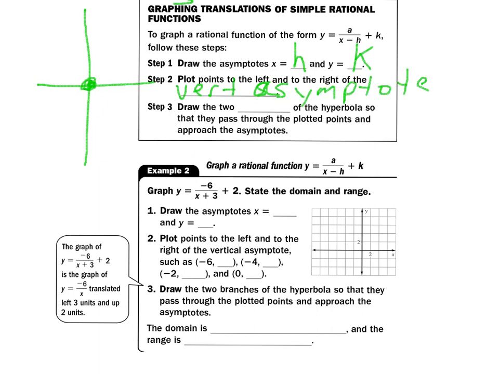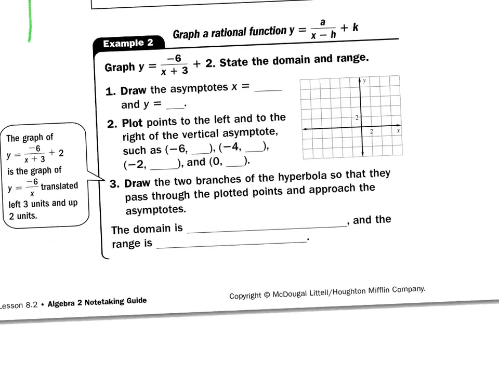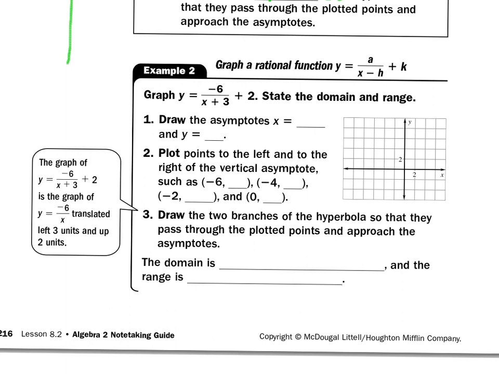Okay, and then you want to draw the two branches. And so let's go through and see what that might look like. Draw the two branches. So let's take a good look at example 2 here.